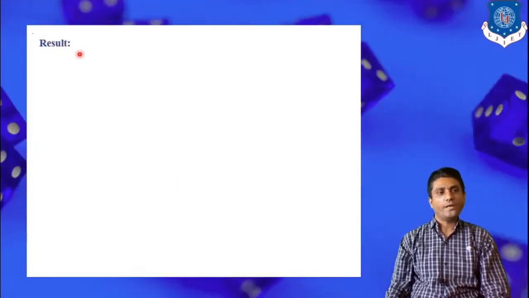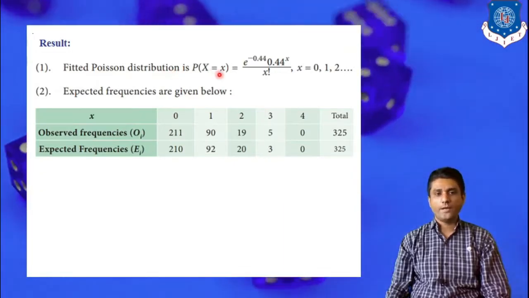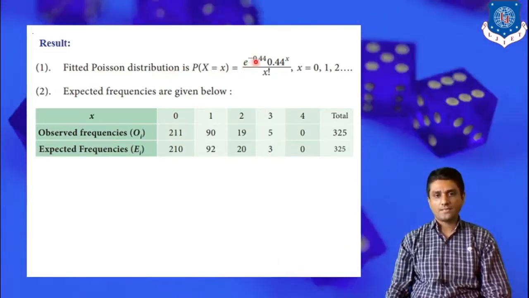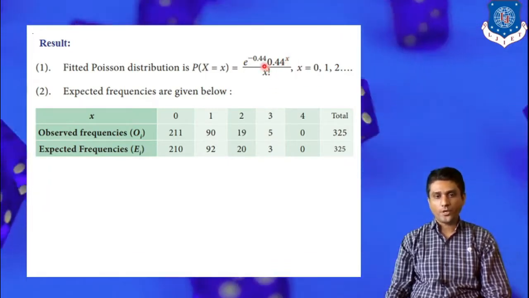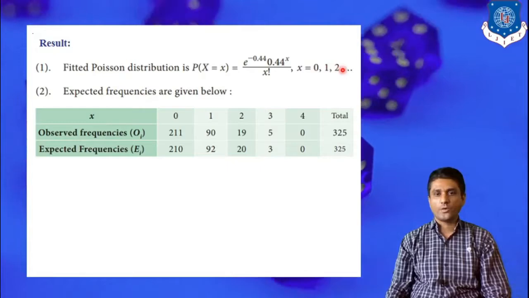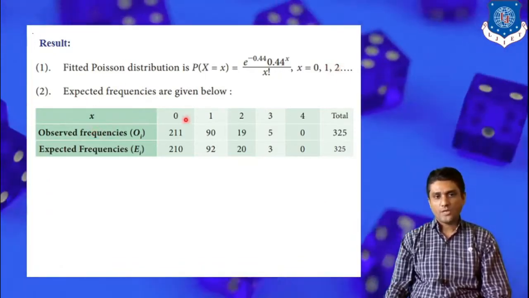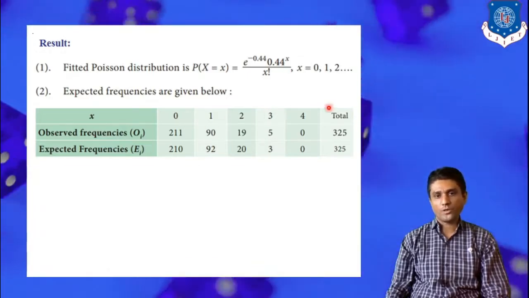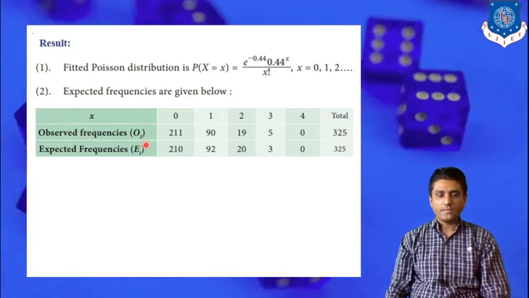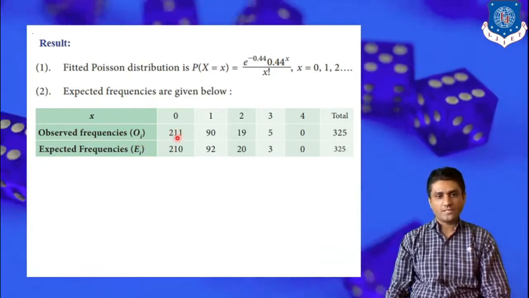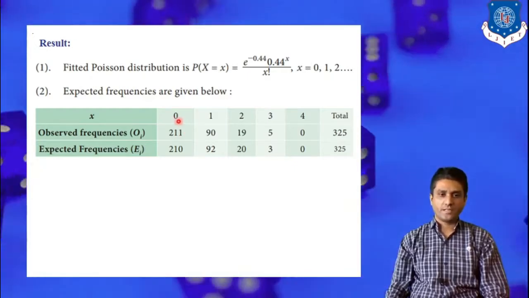So finally we have to write down the results. The fitted Poisson distribution, say probability of x, is e raised to minus lambda into lambda raised to x upon x factorial, where lambda is 0.44 and x is running from 0, 1, 2 and so on. Now we observe the number of mistakes, say 0 to 4, over a total of 325 pages. The observed frequency tells that there are 211 pages on which none of the mistakes occurred.